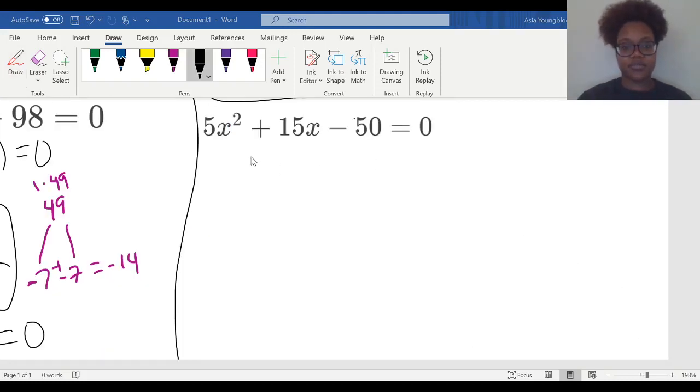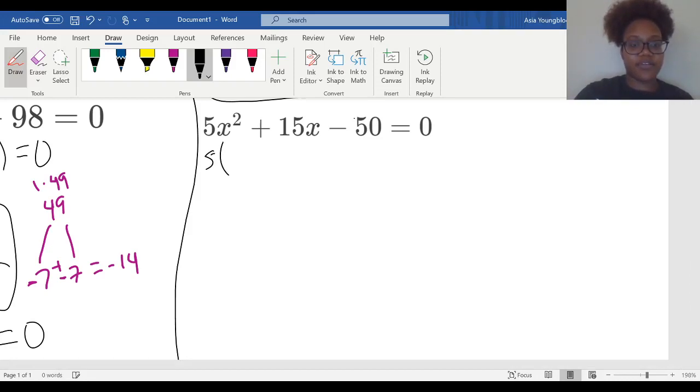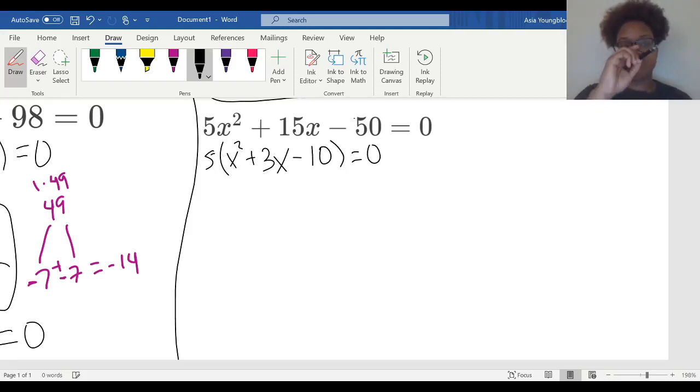For our next problem in the set, we're going to be solving 5x squared plus 15x minus 50. So again, we want to start by factoring out the greatest common factor. The smallest number we see is 5, and we can divide all of these terms by 5. So we'd be left with x squared plus 3x, right? 5 divided by 5 is 1x squared, 15 divided by 5 is 3x, negative 50 divided by 5 is negative 10.